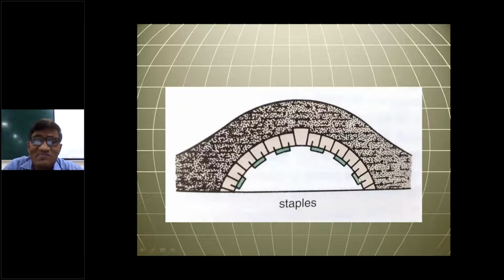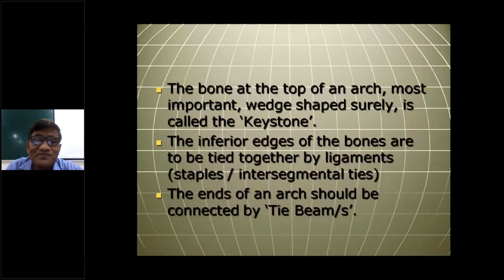So these are all the basic features of any arch to maintain, to sustain. They should be wedge shaped, and the keystone should be more wedge shaped, and all the members are to be connected by the ligaments, intersegmental ties or staples you can call. And the ends of an arch should be connected by the tie beams.